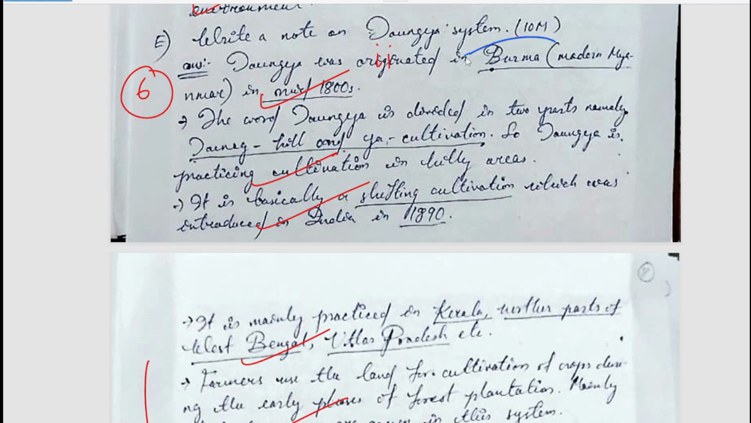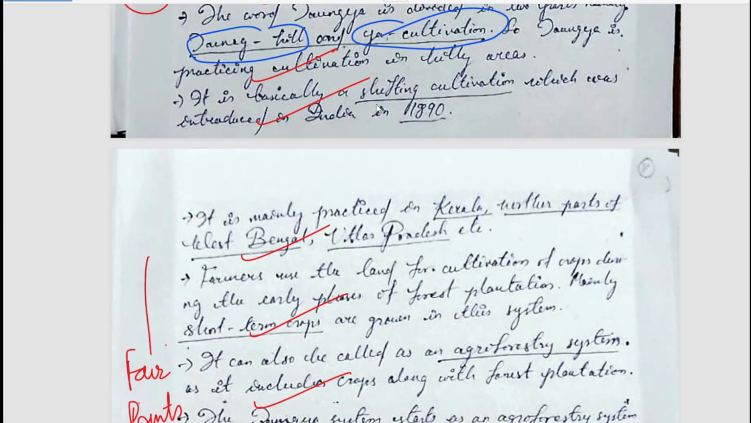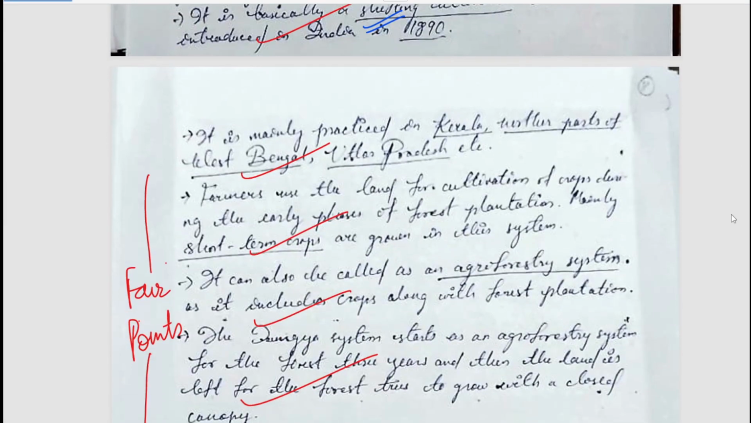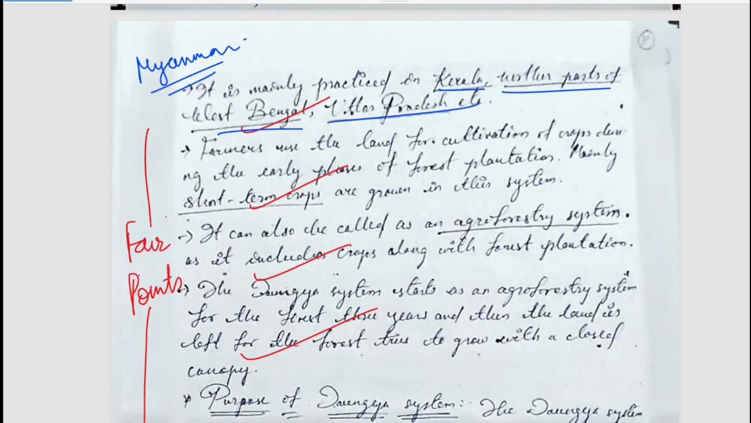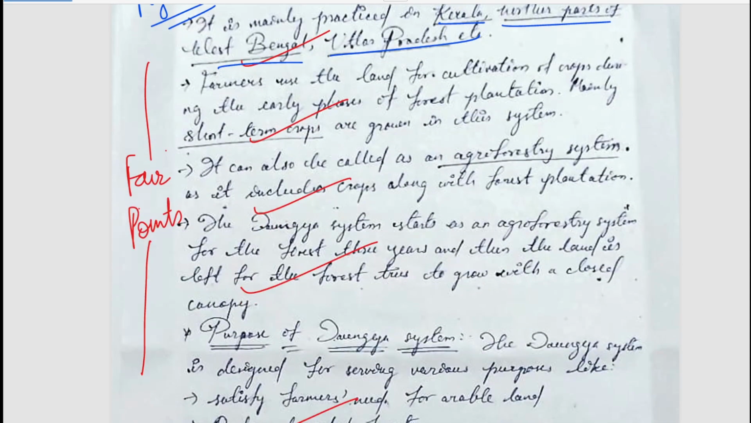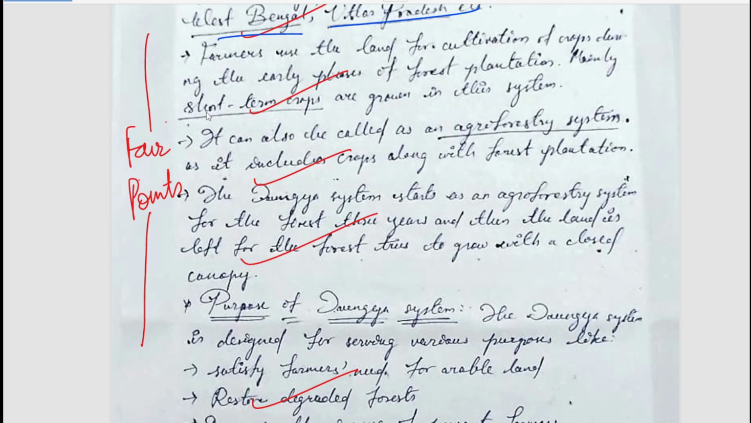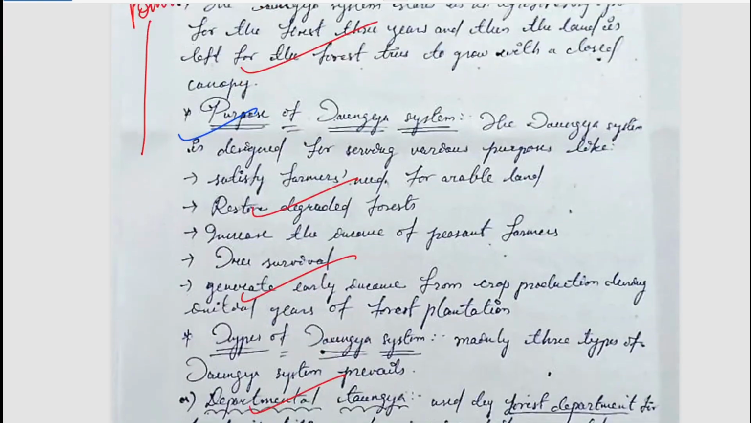Tongya is a word originated in Burma and it means hill cultivation. Tong means hill and ya means cultivation. So, it is a kind of shifting cultivation. It is practiced in various areas of India such as Kerala, northern parts of West Bengal, and Uttar Pradesh, and obviously it is extensively practiced in Myanmar and other southeastern regions, or you can say nations, not states. Purposes have been mentioned. So you can simply pause and read if you want to.